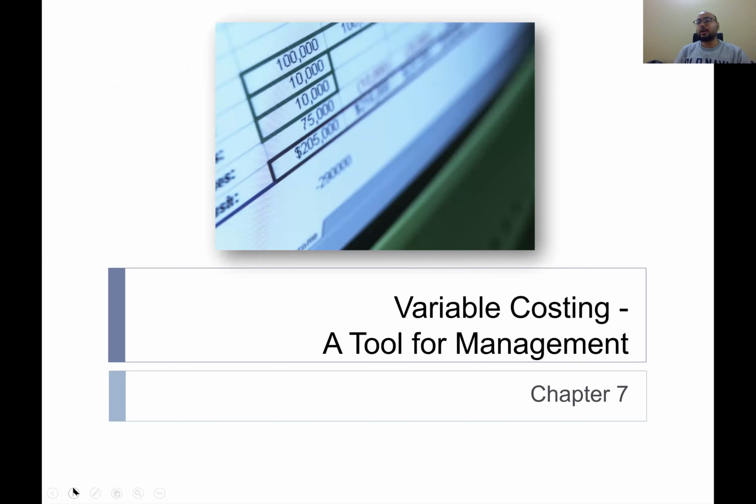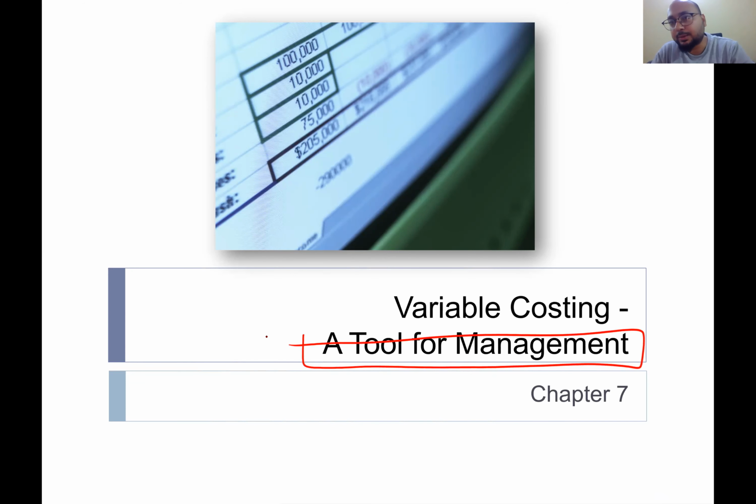Here we go. So we are starting chapter 7, which is variable costing. We just completed the contribution margin approach, and we talked about its implication in CVP analysis, cost volume profit analysis. So we already know what the variable cost is, what the effect of variable cost on profit is, right? So let's connect those analyses with this variable costing. So let's talk about its importance, how it is used as a tool for managers.